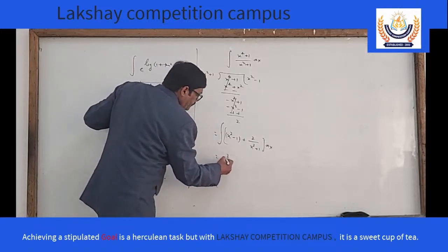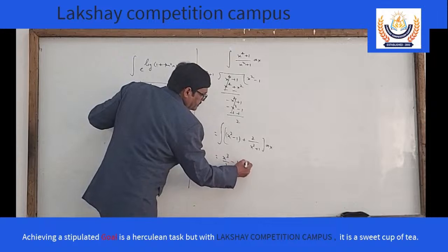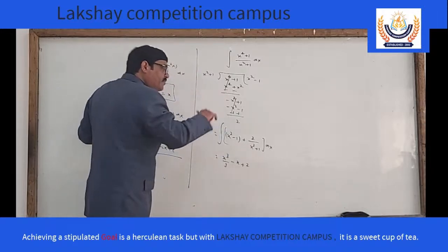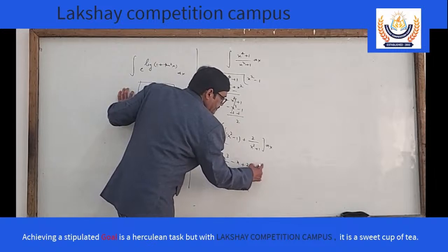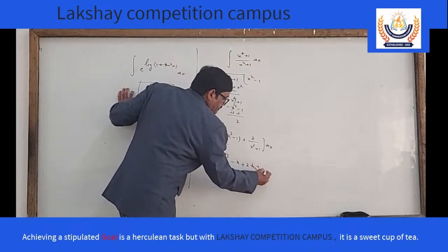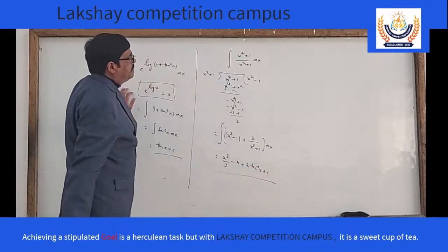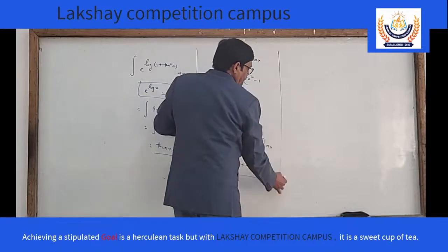Very good. X cube by 3. What is 1? X. And the integration of 1 upon 1 plus x square is tan inverse x. What is the integration? Tangent inverse x. This time we find out the solution. Clear?